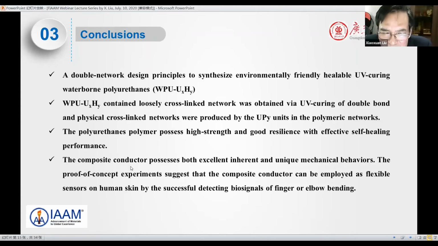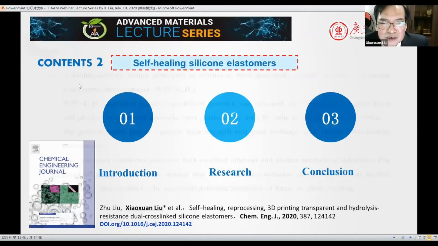The composite conductor possesses both excellent conductivity and unique mechanical behaviors. As a proof of concept experiment, the composite conductor can be employed as a flexible sensor on human skin by successfully detecting signals of the finger and the outer bandage. So this is part one.